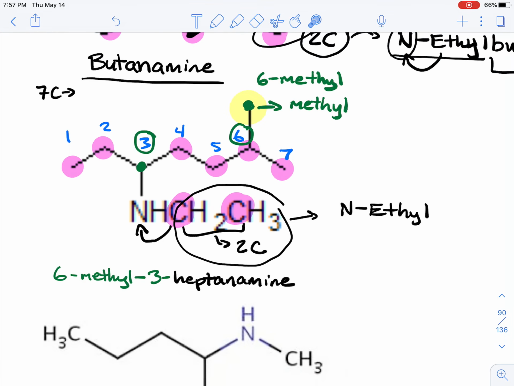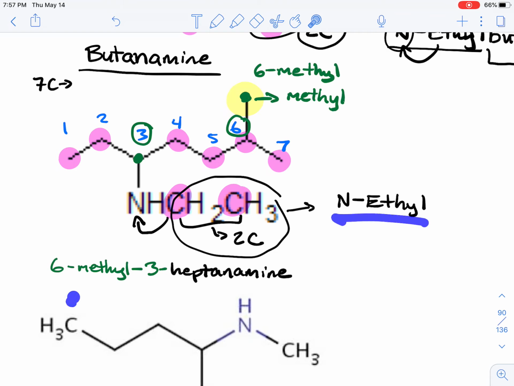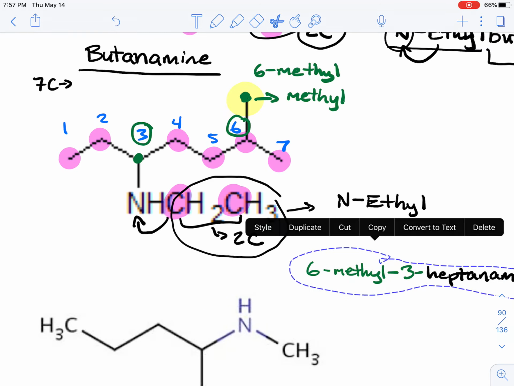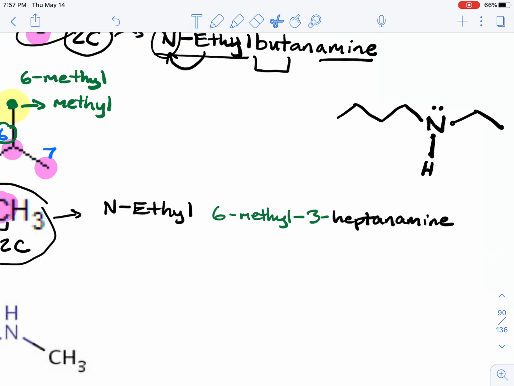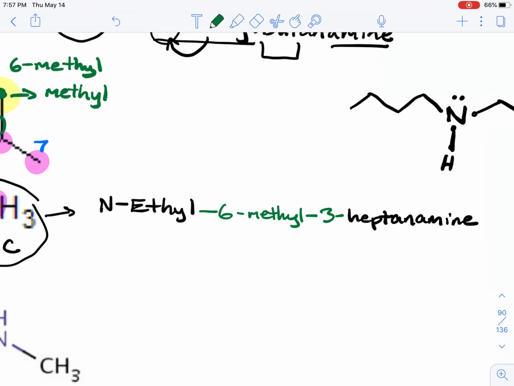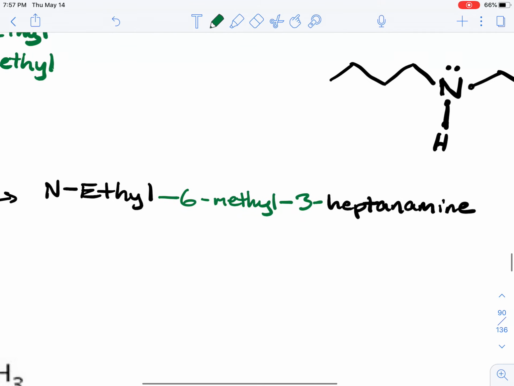Now, the last thing that we need to do is simply put these two pieces together. And we always put the R group that is covalently bonded to the nitrogen in the very, very front. And so the final name of this structure is going to be N-ethyl-6-methyl-3-heptanamine.